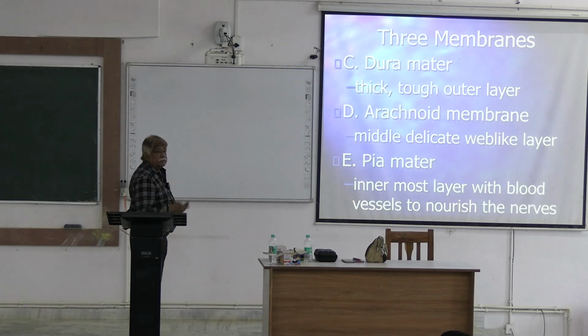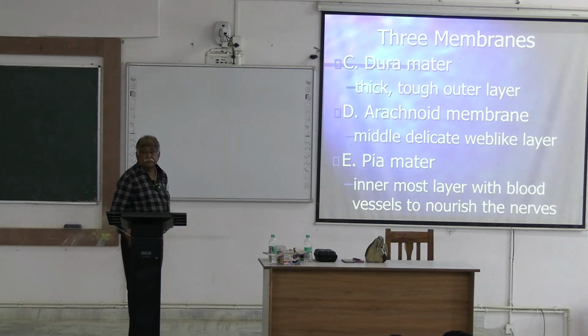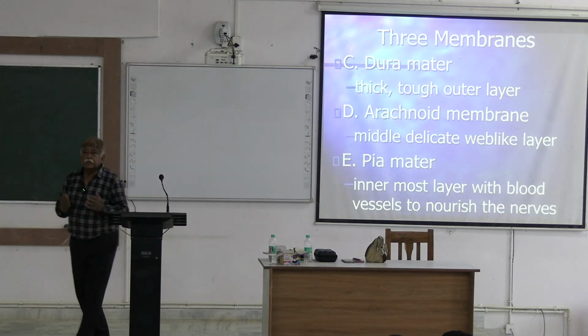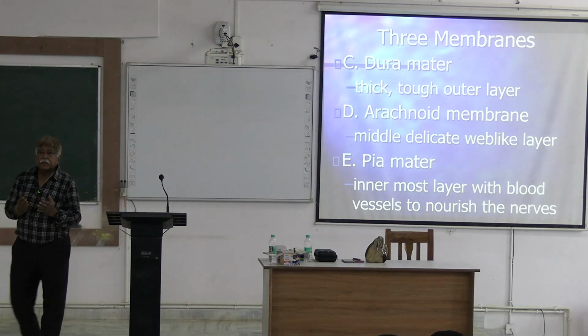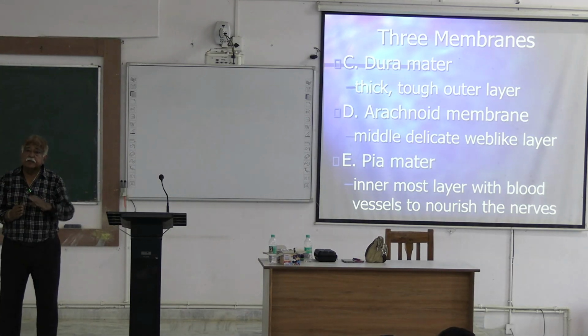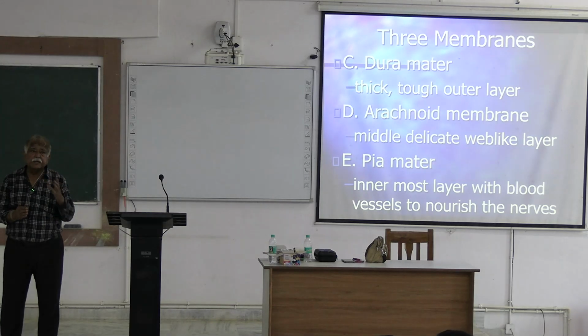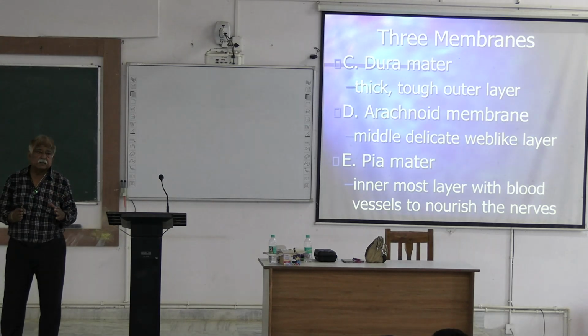Now, 3 membranes: dura matter, thick, tough outer layer; arachnoid matter, middle, delicate, web-like layer; and pia matter, innermost layer with blood vessels to nourish the nerves. When you see it in the specimen, you will see all this. So you don't need to do guesswork.